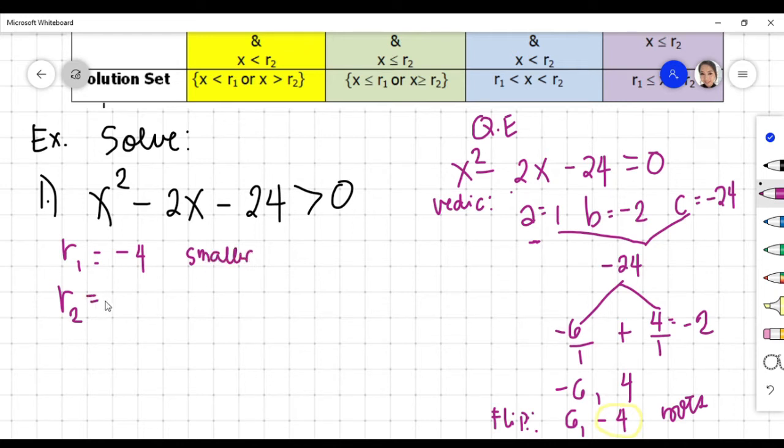And for our R2, we will choose the bigger one. So this is the bigger root. So this one is our R1, the negative 4, which is the smaller root, and R2, which is 6, the bigger root. So let's erase this part.